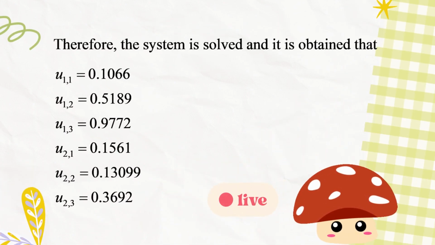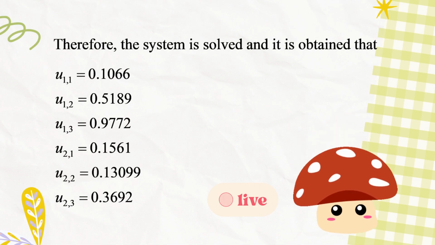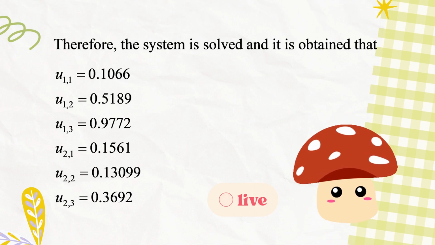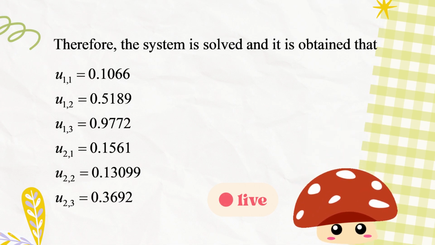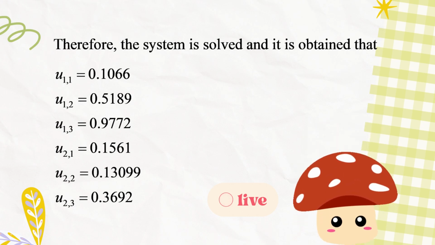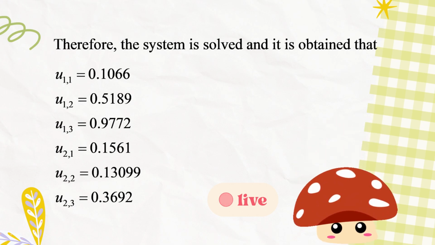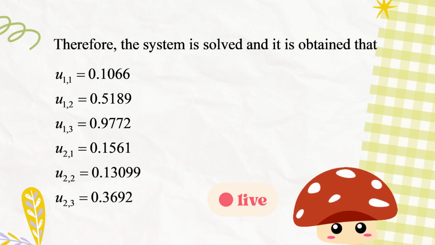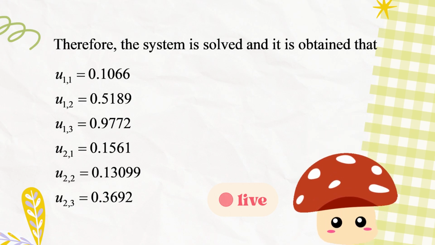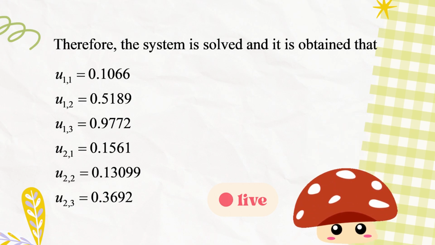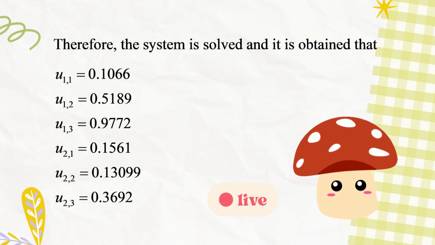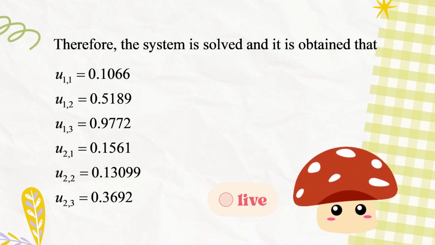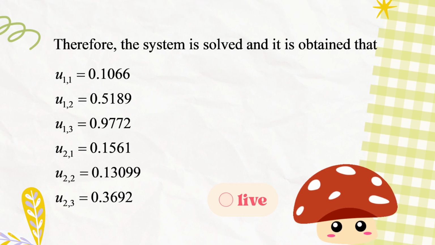Since the question only requires us to do 2 iterations, the system is solved and we have obtained u11 equals 0.1066, u12 equals 0.5189, u13 equals 0.9772, u21 equals 0.1561, u22 equals 0.13099, and u23 equals 0.3692.